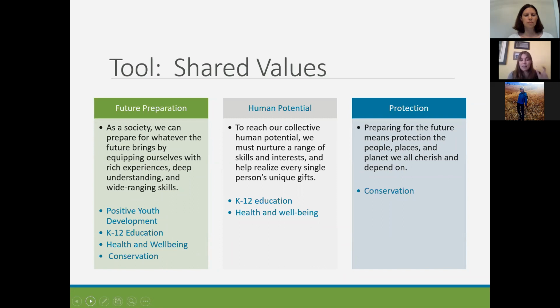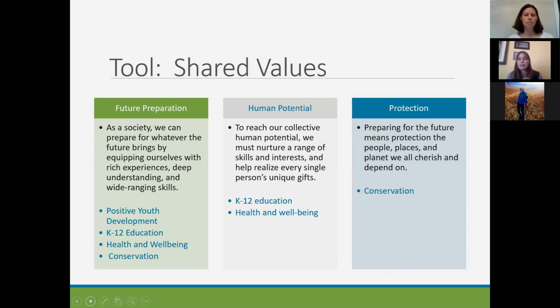And this value is something that they see is really helpful when talking to folks who care about positive youth development, folks that care about K-12 education, health and well-being, and conservation. So this works in a lot of different scenarios for what we're trying to achieve or who we might be talking to. And this is something you can pair with other values as well. The second value that they gave us was human potential. To reach our potential, we need to nurture a range of skills and interests and help realize everyone's gifts. Really helpful for K-12 education and for talking about health and well-being.